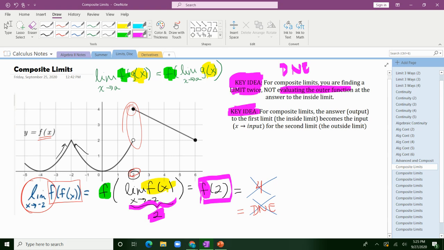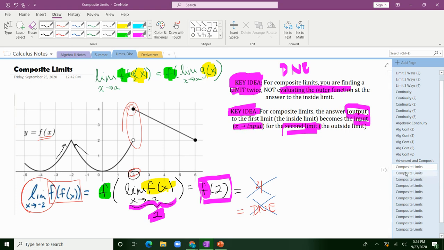So here's the key idea. And we're going to go over this several times so that you remember it. For composite limits, whatever your answer is for the first limit, the inside one, whatever your output is, that's going to become the input for the second limit. So I'm going to do 2 limits. And input means whatever x approaches.